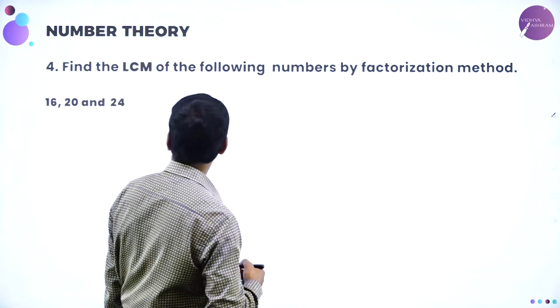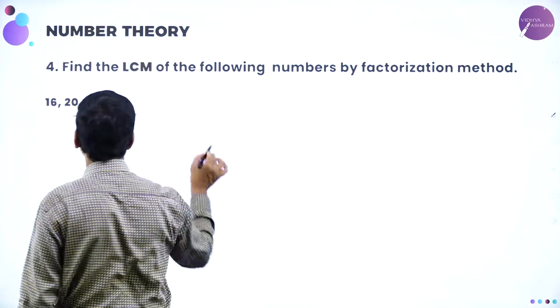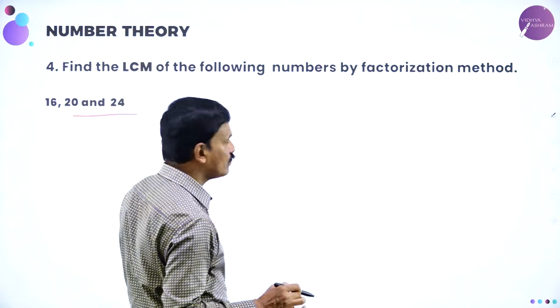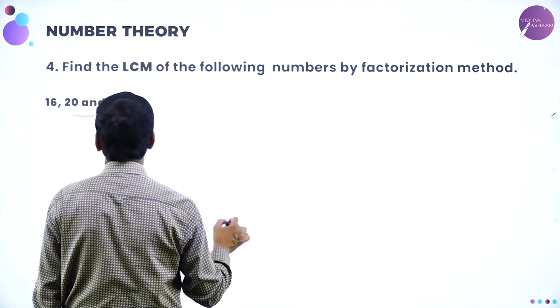Now let us come to the next problem. Let me take one more example. Find the LCM of the following numbers by factorization method. 16, 24 and 20.